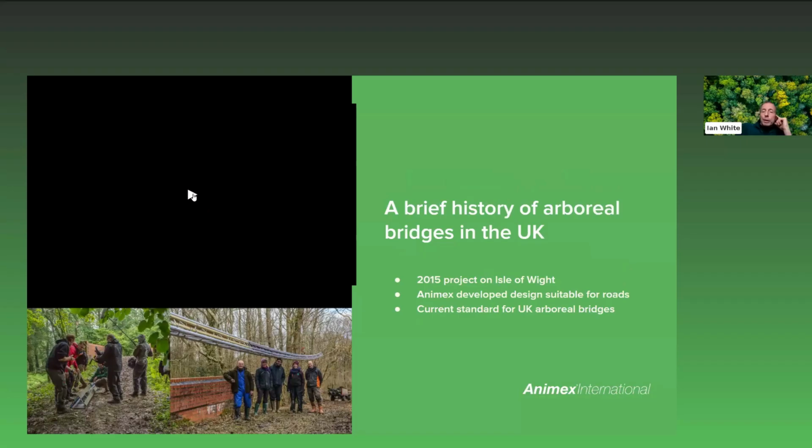So in 2015, People's Trust for Endangered Species did some work on the Isle of Wight. Our question really was, do dormice prefer to use an arboreal bridge structure, or are they happy crossing on the ground? Can you play the video, please, Steve?